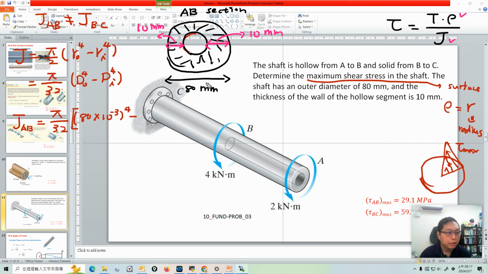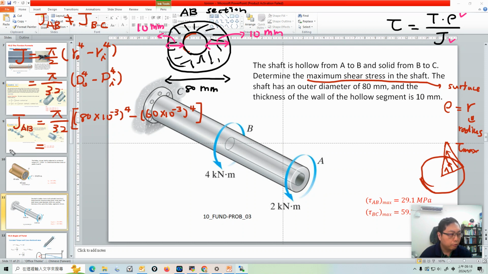So let's say the inner radius is 60 millimeter, and 60 millimeter to the power 4. Do I have to calculate the value first now? No, we'll just keep it.